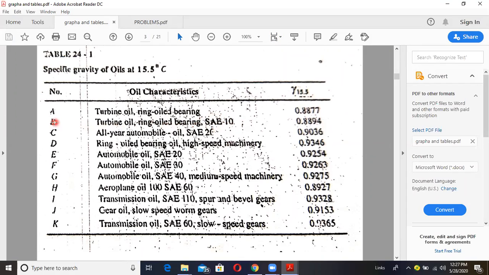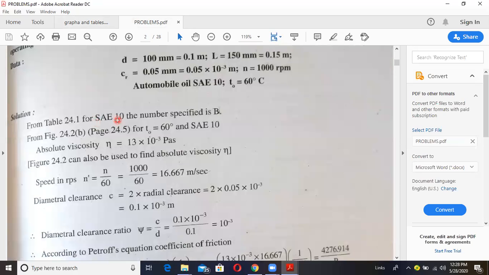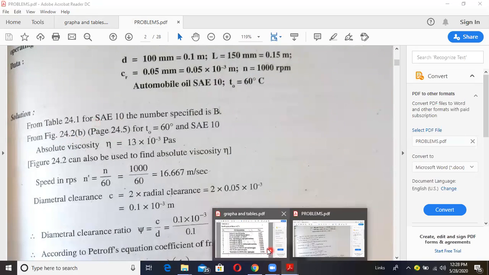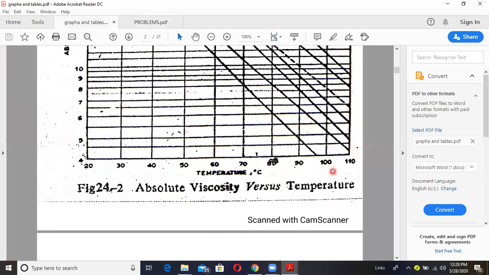What is the number there? That is nothing but B. The number is B. Once you see here, for SAE 10, the number specified is B from the table. Once we get the number, then we have to refer to the figure, that is nothing but 24.2. Now I will go to the figure 24.2.